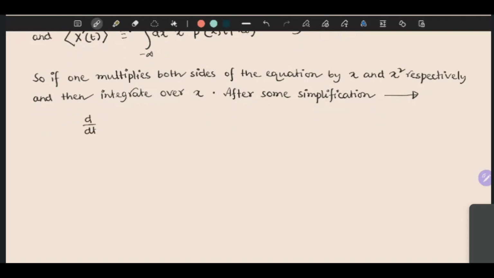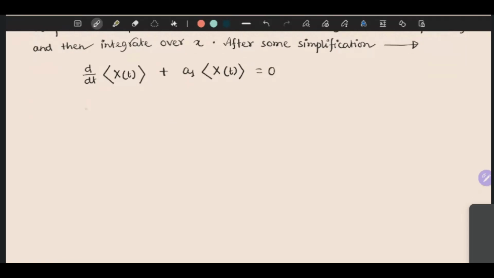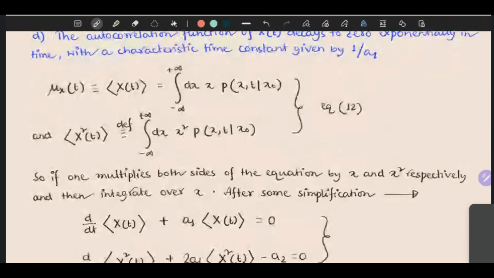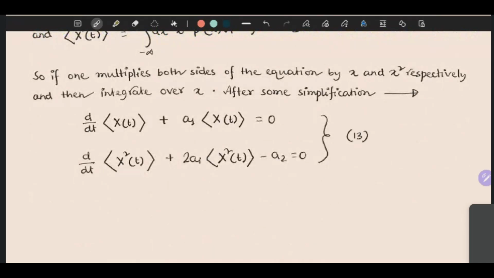We can get, let's say, d/dt of the moment of x of t plus a1 times the first moment of x of t is equal to 0. Similarly, d/dt of x square of t plus 2a1 times x square of t minus a2 is equal to 0. So let's say equation number 13 this is.